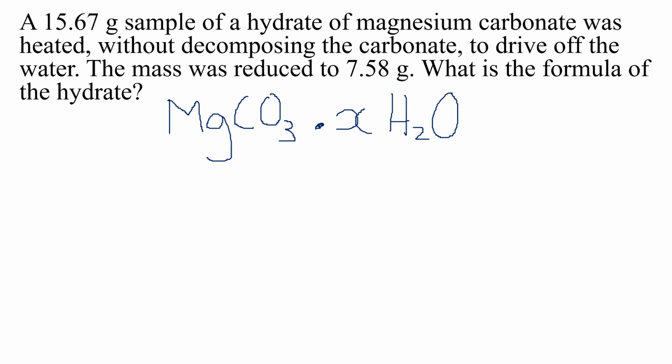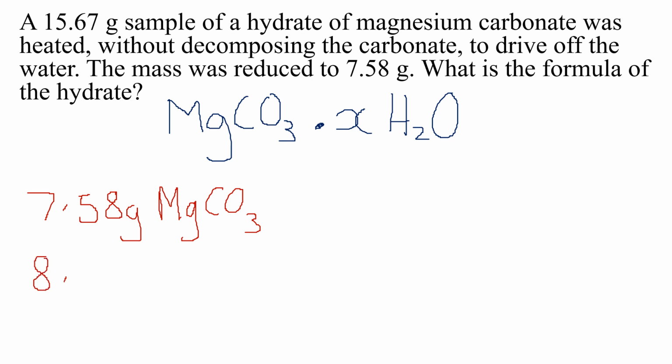So 15.67 grams is the mass of the hydrate, including the water. And then it's heated, and you're left with 7.58 grams. That means that there are 7.58 grams of MgCO3 without the water. And the difference between these two values must be the amount of water that was lost from the structure. So it's 15.67 minus 7.58 leaves you with 8.09 grams of H2O.